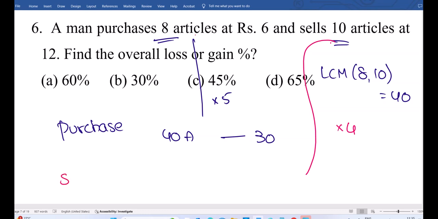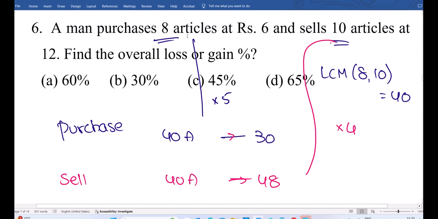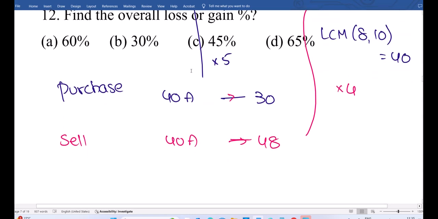Now, sell, you are selling. You multiplied by 4, so 40 articles. 12 into 4 is 48 rupees. Now, you purchase for 30, you sell it for 48. Profit or loss? Profit. How much profit? 18.